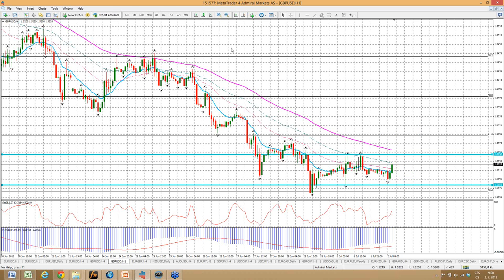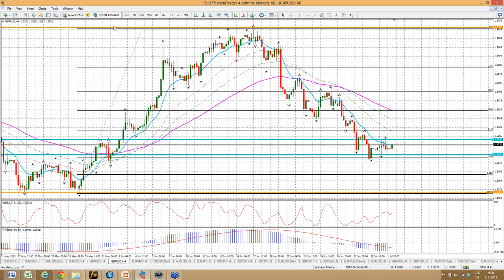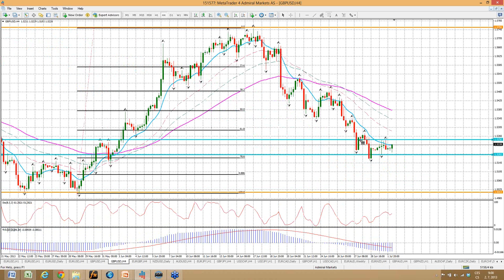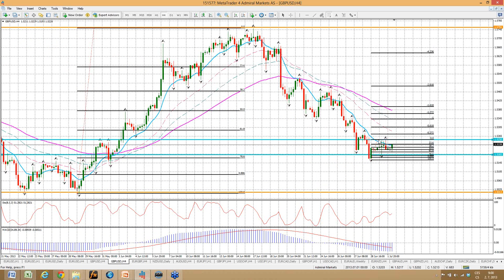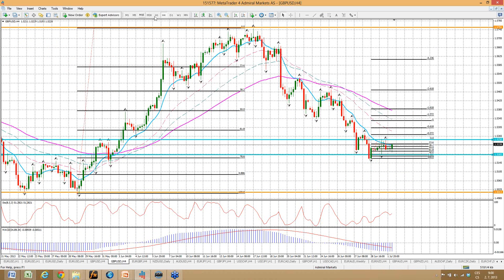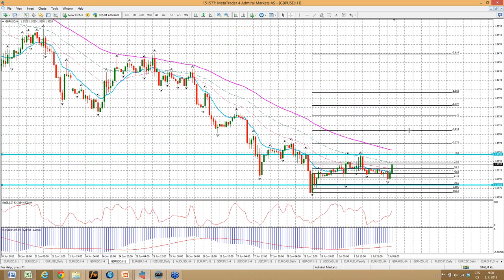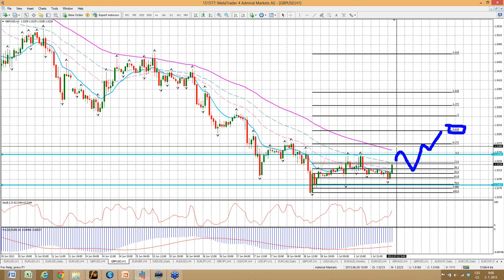Let's say, well, let's put a fib on to be more precise. Somewhere around this minus 618, 153, or the 152.70, those would be the targets. Well, probably more this one. Something like this could happen.